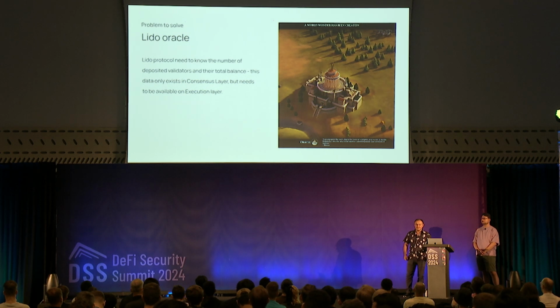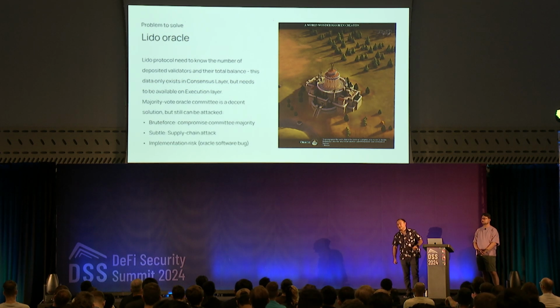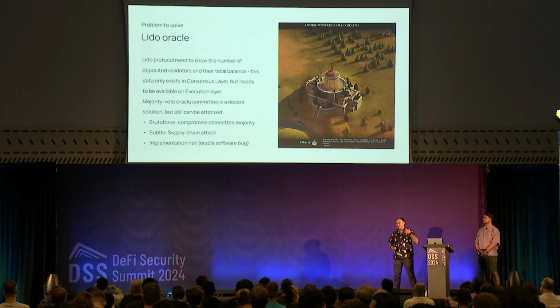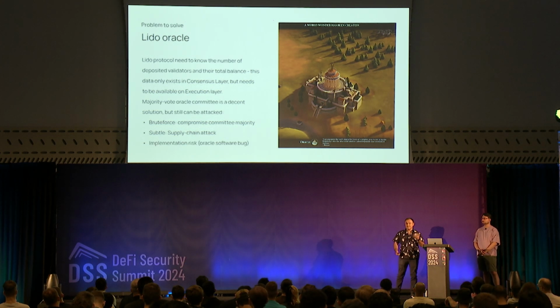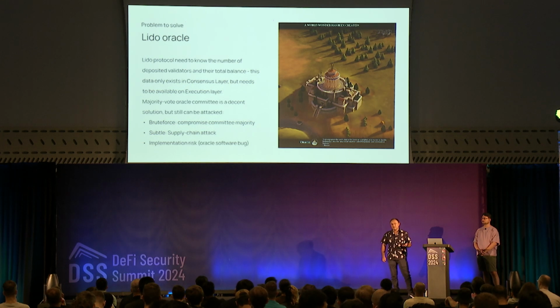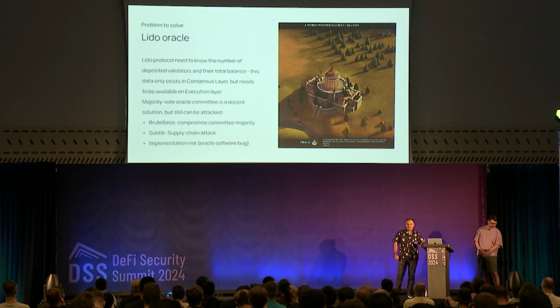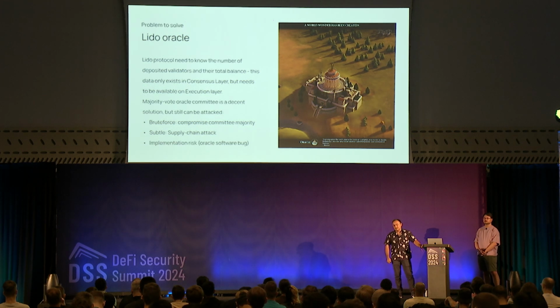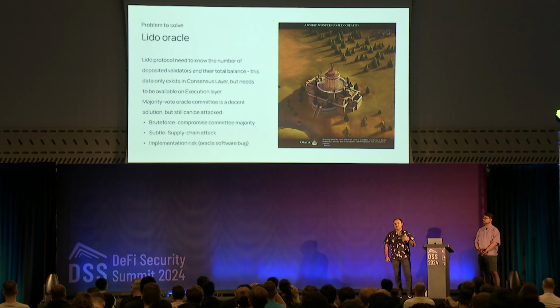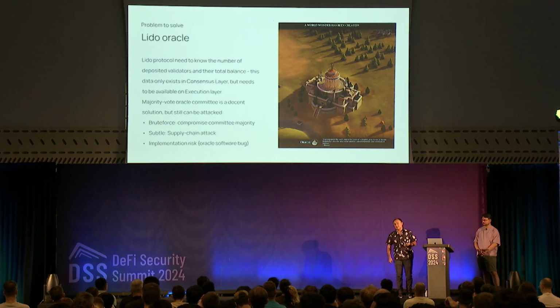And when you build an Oracle, there are still some challenges, right? Because majority vote-based oracles still have attack vectors. One is simply brute force: you can still overtake 5 entities and then put whatever report you would like. The second one could be slightly more subtle, called a supply chain attack, because practically your Oracle is still executable code. It has dependencies, and if some of the dependencies are compromised, your Oracle could be compromised as well.